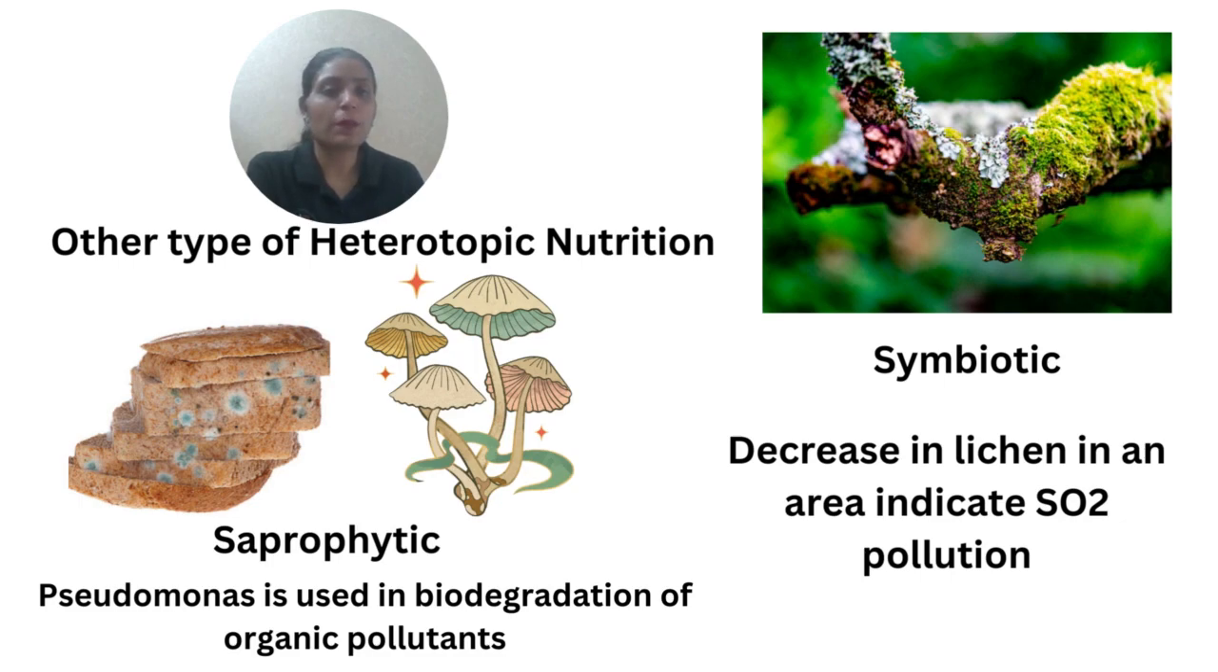Here comes symbiotic nutrition. Symbiotic means both organisms benefit each other. For example, the lichens that grow on the tree. Lichen is a symbiotic association of alga with the fungi or cyanobacteria. Now, lichen grows on the bark of the tree, as we can see in the figure. Now, a decrease in the lichen content in some area always indicates that there is SO2 pollution in that area, means that area is full of industries and a lot of SO2 is released in that atmosphere.